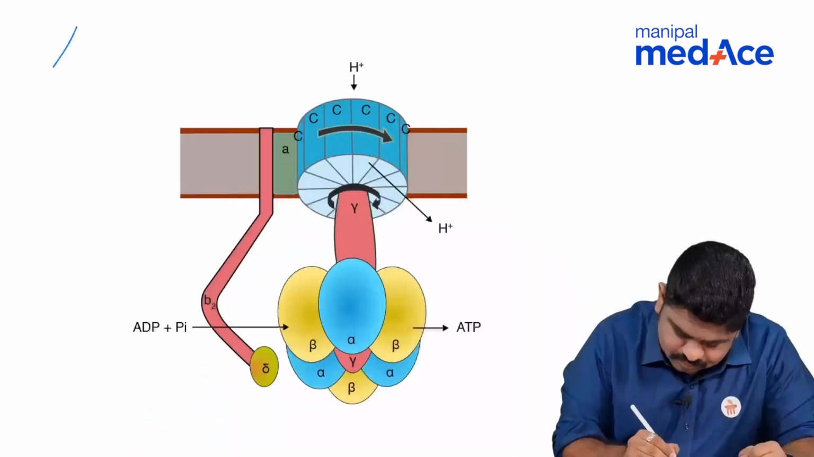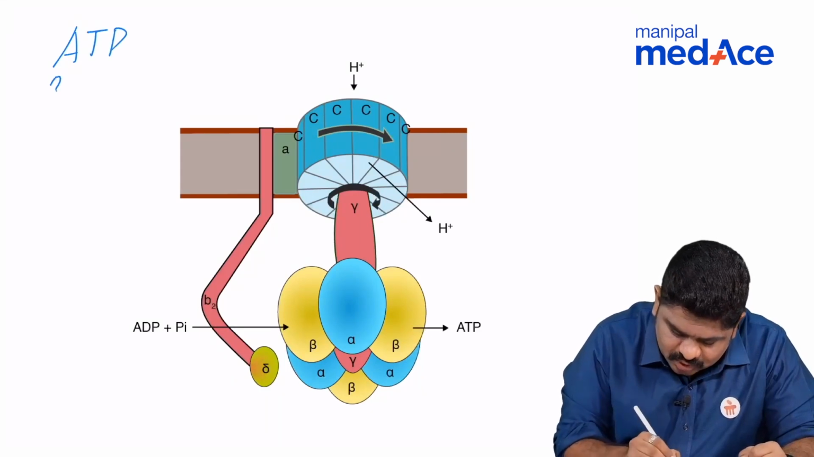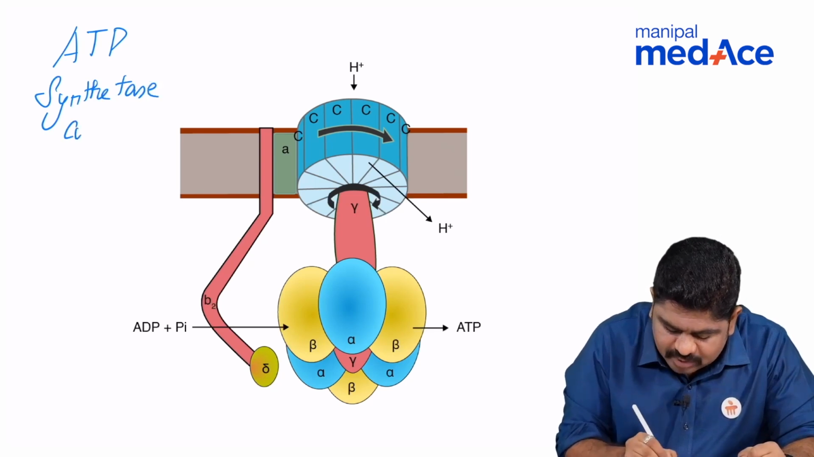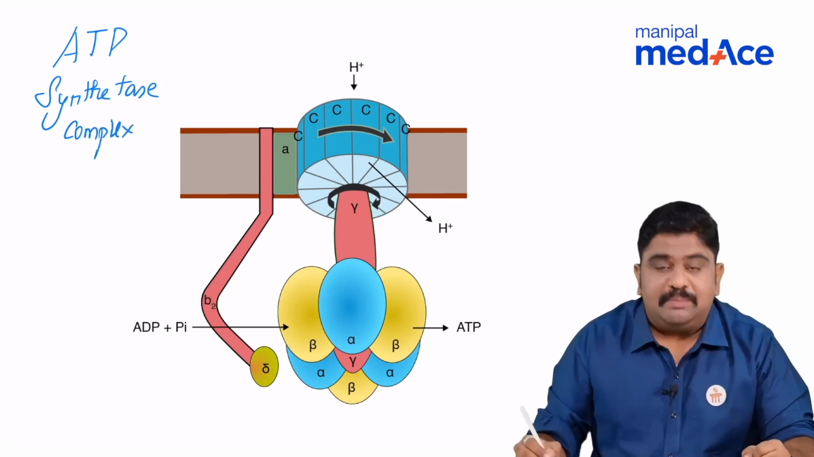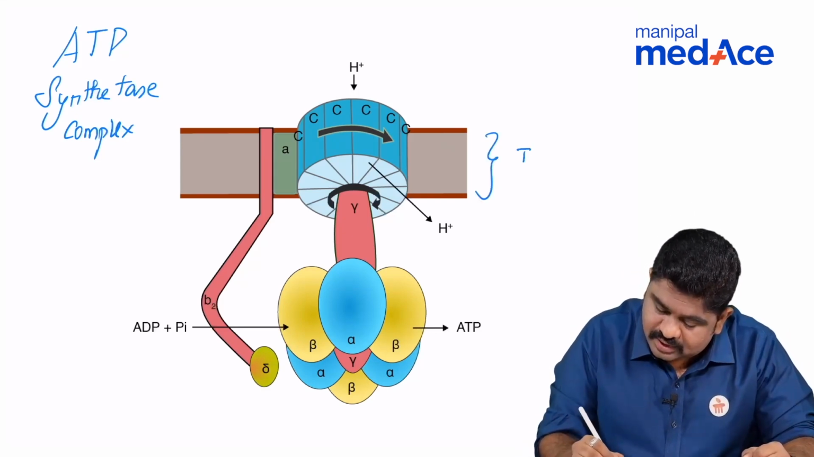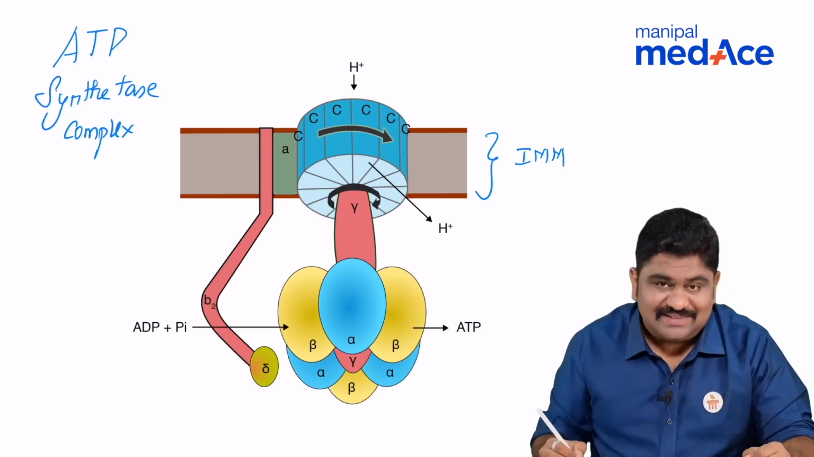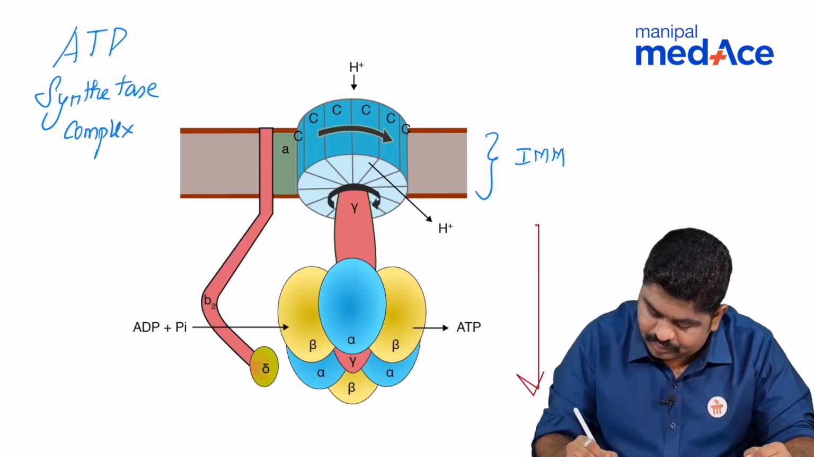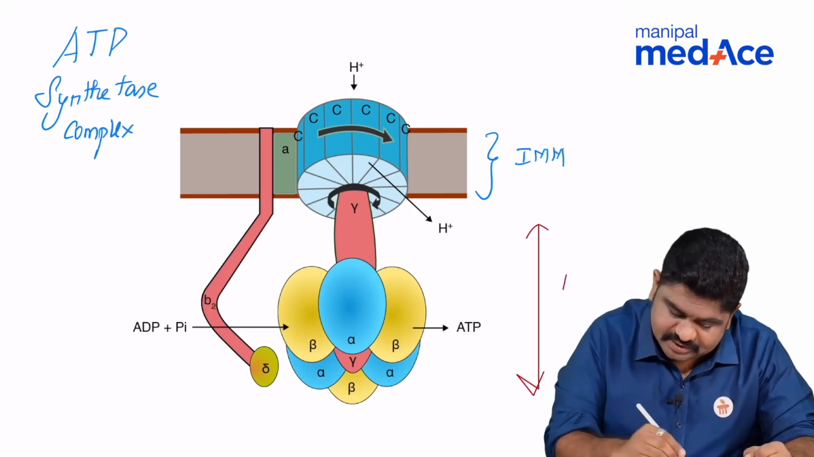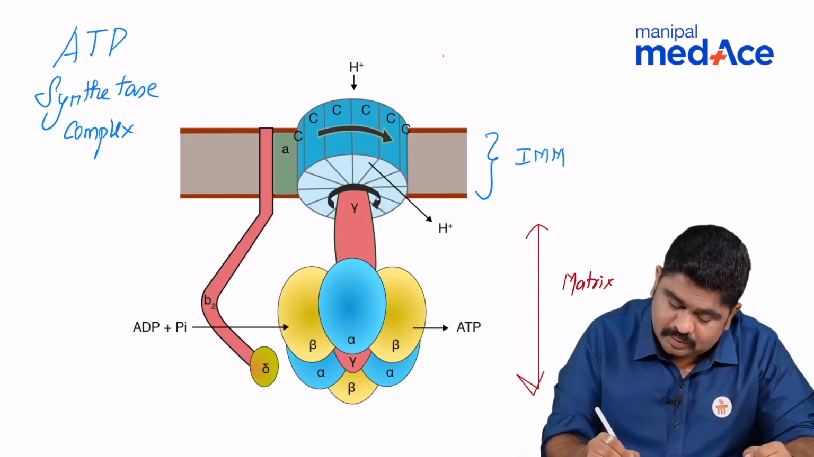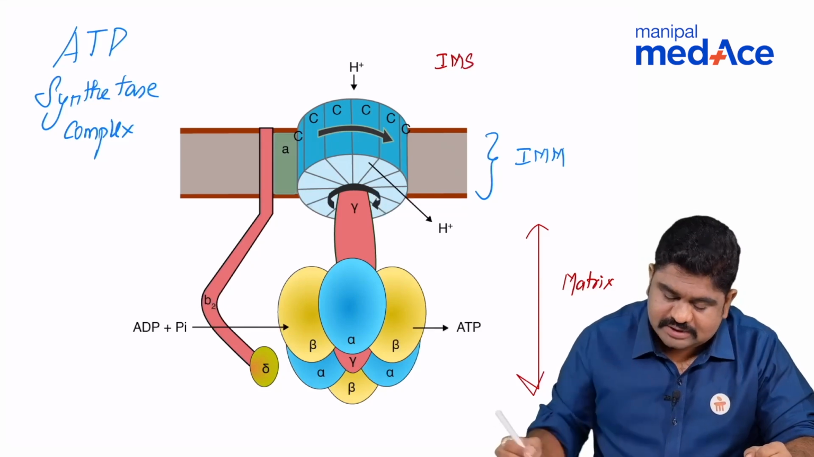This is ATP synthase complex. Some authors refer to it as ATP synthetase complex. Let me first explain the orientation for you. This is the inner mitochondrial membrane. This is the matrix. And this will be the intermembrane space.